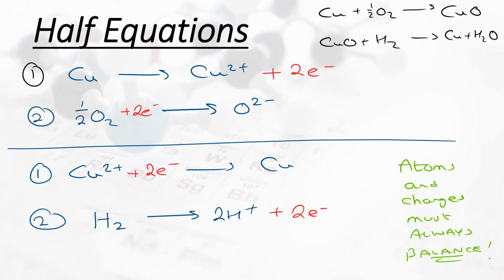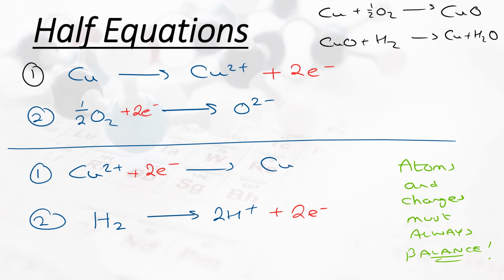We can also do the same thing for the second reaction, the copper oxide plus hydrogen reaction. We know we start with copper 2 plus in the copper oxide, and that ends up producing just elemental copper. And so we have a 2 plus charge on the left hand side, neutral on the right hand side, so we have to add 2 electrons to our left hand side, and it shows us that our copper 2 plus ion gains 2 electrons, i.e. it is reduced.